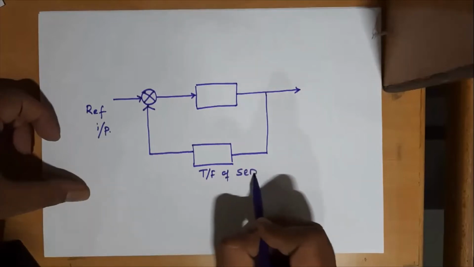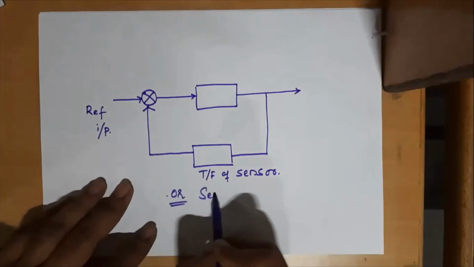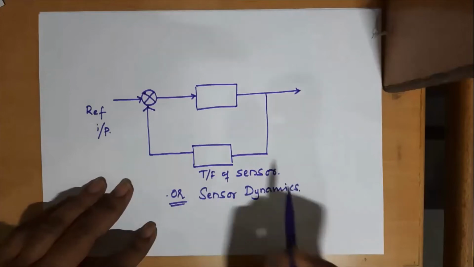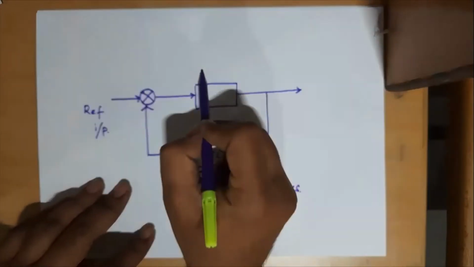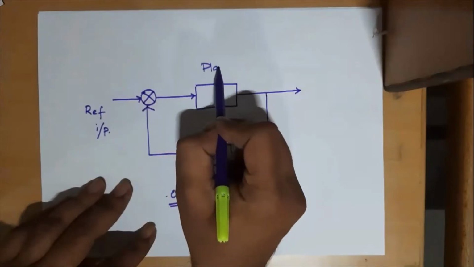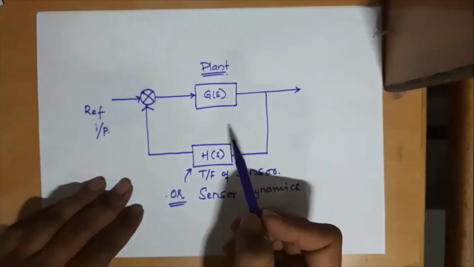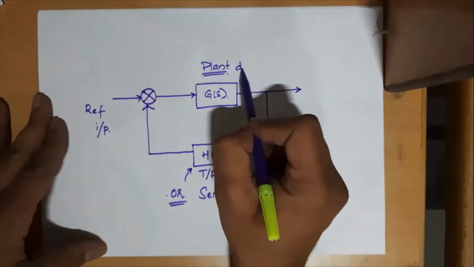Then this feedback block is called the transfer function of the sensor or sensor dynamics. We'll soon understand what is meant by sensor dynamics. I will call it H of S. And this is the plant; we represent it as G of S. So we need to understand some points here.